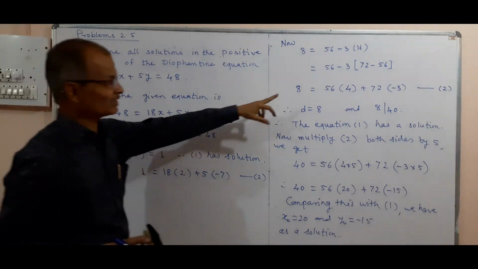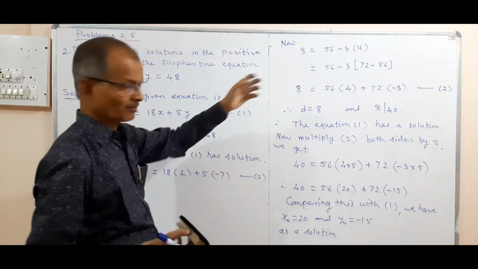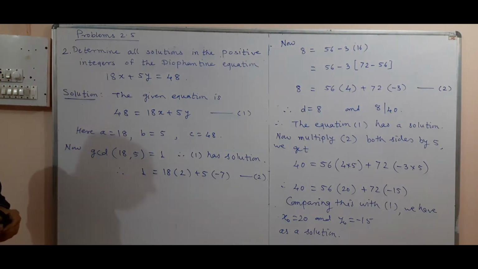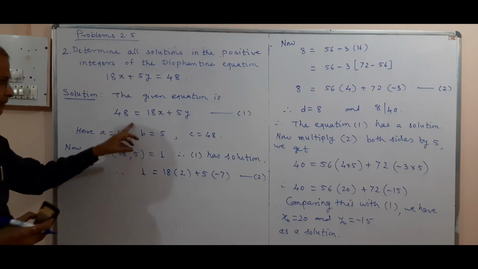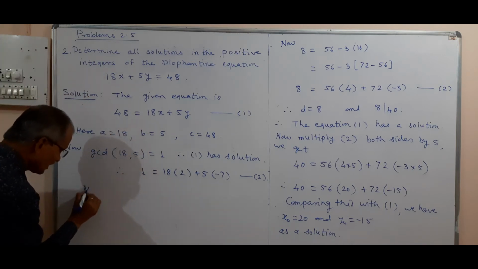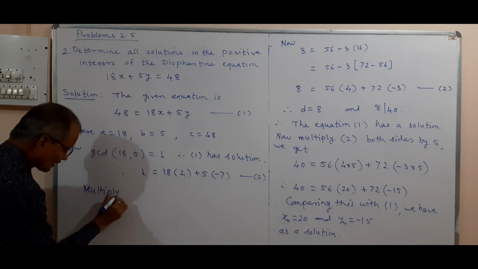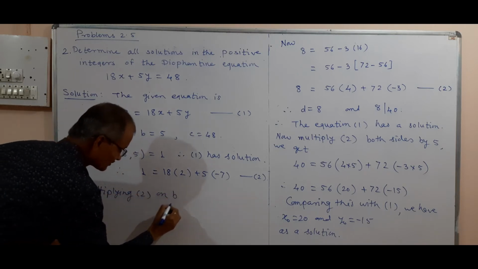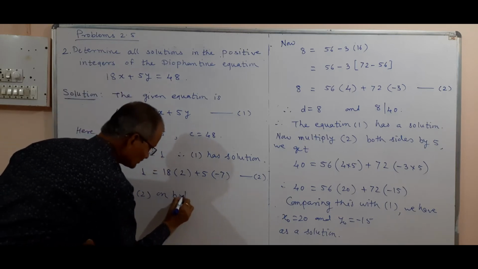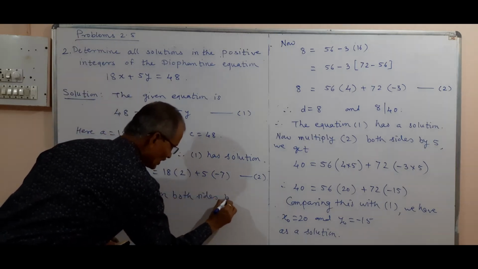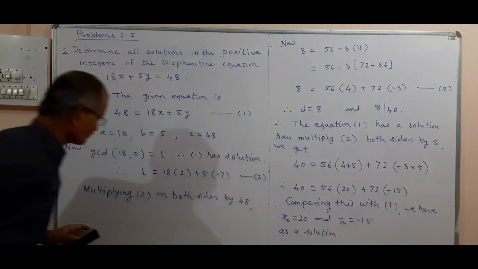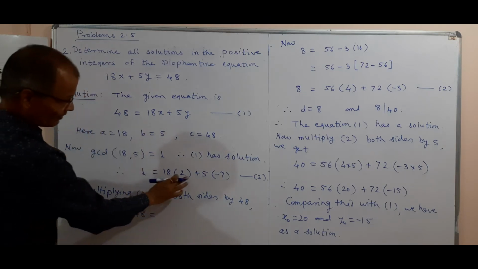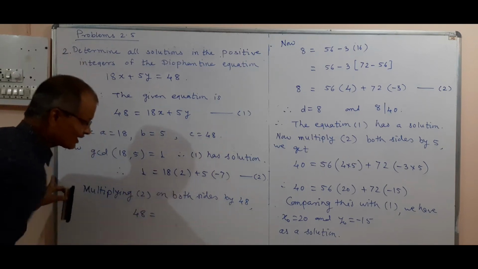Earlier we multiplied equation 2 by 5 because 40 was the number in the earlier first problem, and here it is 48. So multiply 2 by 48, multiplying 2 on both sides by 48. So what we shall get is 48 is equal to, don't multiply to this number, multiply inside the bracket. So that's why I write the number in bracket.